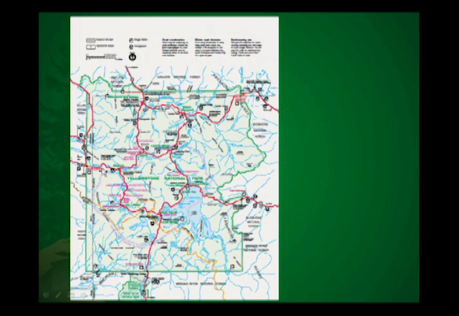And the cutthroats, the West Slope cutthroats, are found mainly up in the northwestern portion of the ecosystem, or in Yellowstone Park, I should say. And then the Yellowstone cutthroat is found through most of the rest of the park. The Snake River cutthroat is found in the Snake River drainage.